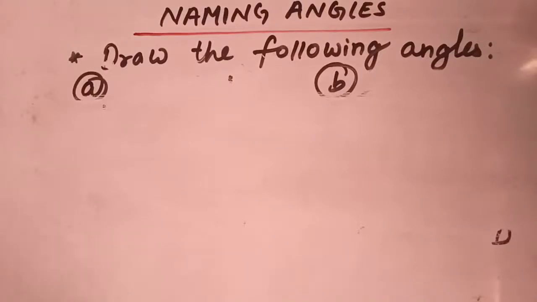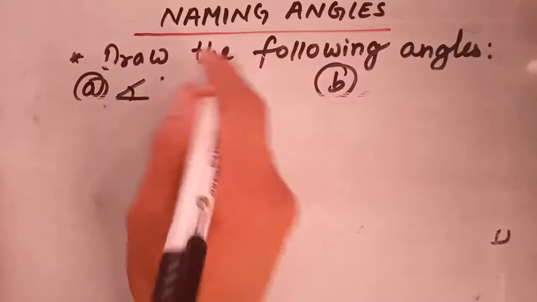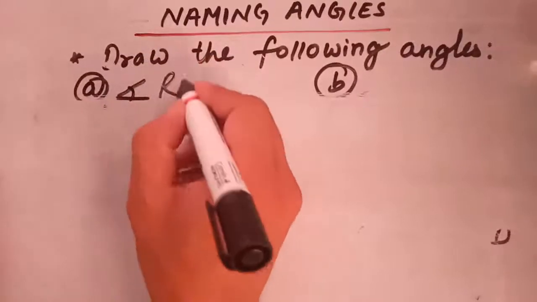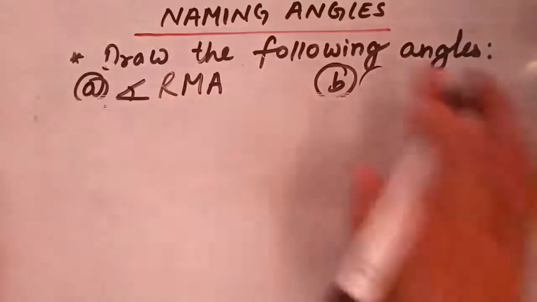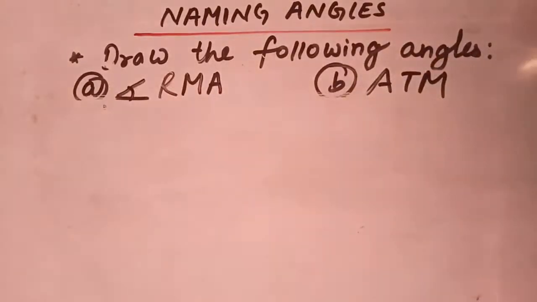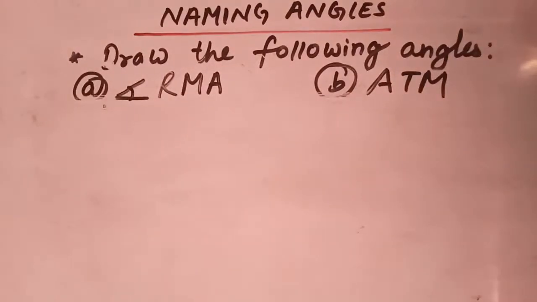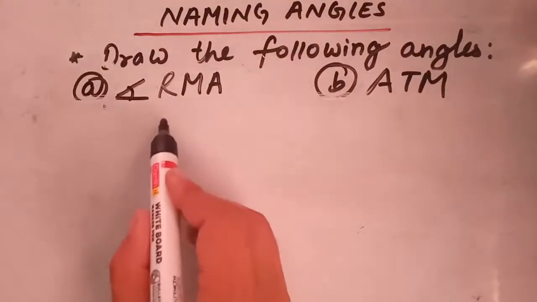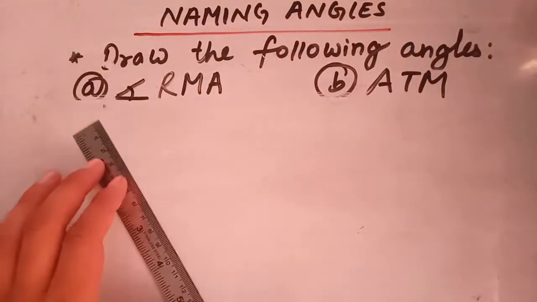Let's name the angle RMA. Angle ATM. Now let's draw angle RMA. And students, it is not compulsory that you have to mark 3 points. Without marking 3 points in the beginning, you can draw an angle. Look here.